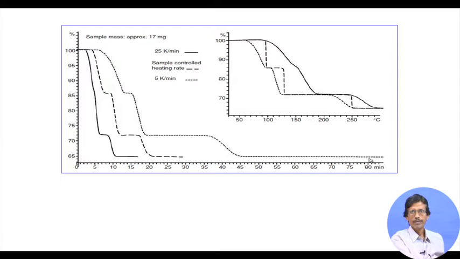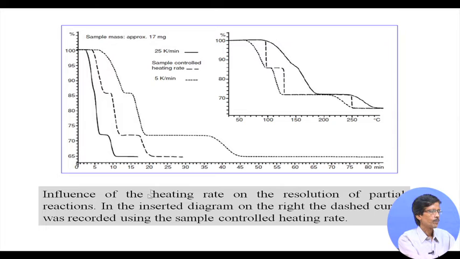So, it definitely has some advantage. How do we get that type of advantage? If we slowly correlate this in between, there is the dashed line, which is known as sample controlled heating rate. With sample controlled heating rate, the sample will dictate the mass loss, and depending upon the amount of mass loss for the sample, the heating rate will be variable and controlled by the instrument.